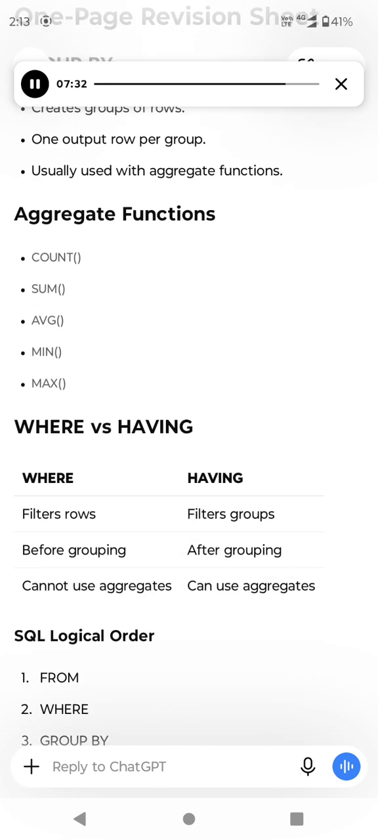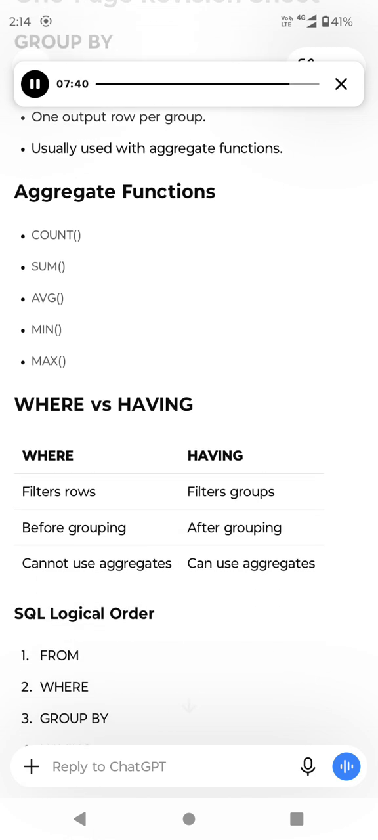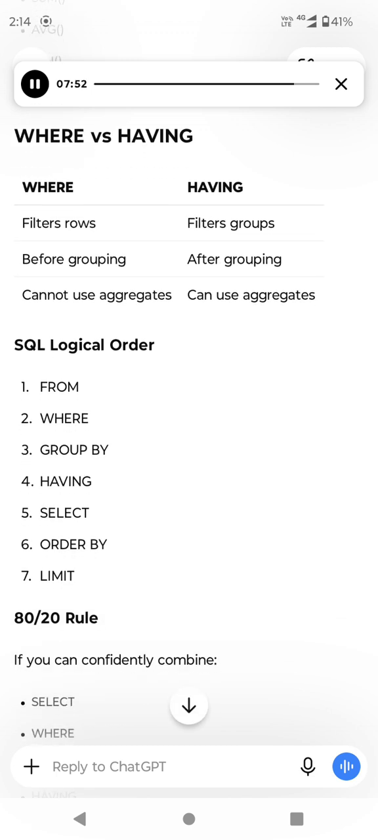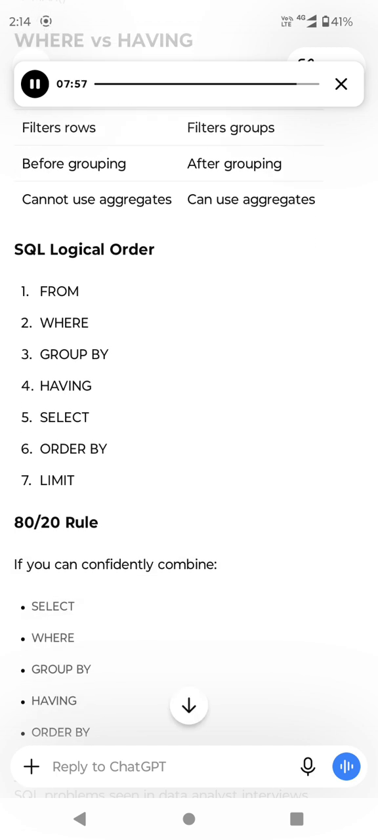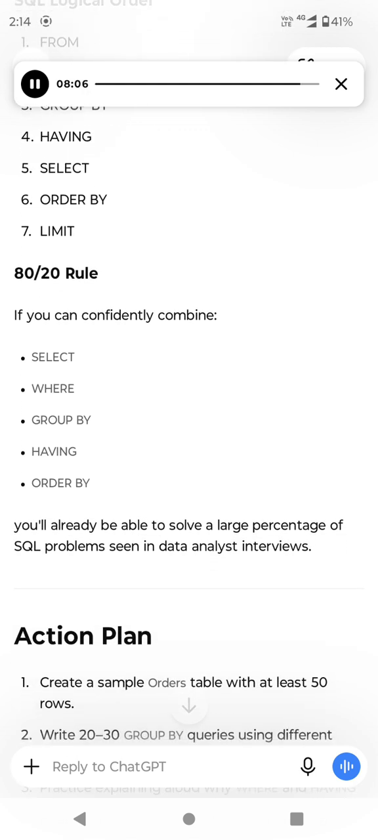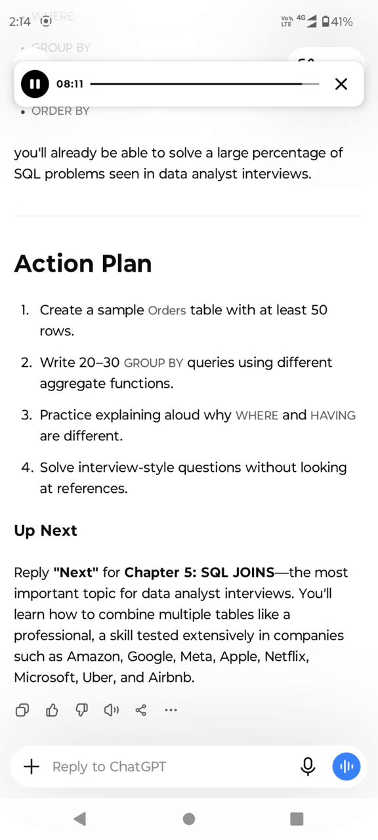One-page revision sheet. GROUP BY creates groups of rows, with one output row per group, usually used with aggregate functions. Aggregate functions: COUNT, SUM, AVG, MIN, MAX. WHERE versus HAVING. WHERE filters rows, before grouping, and cannot use aggregates. HAVING filters groups, after grouping, and can use aggregates. SQL logical order: 1 FROM, 2 WHERE, 3 GROUP BY, 4 HAVING, 5 SELECT, 6 ORDER BY, 7 LIMIT. The 80-20 rule: if you can confidently combine SELECT, WHERE, GROUP BY, HAVING, and ORDER BY, you'll already be able to solve a large percentage of SQL problems seen in data analyst interviews.